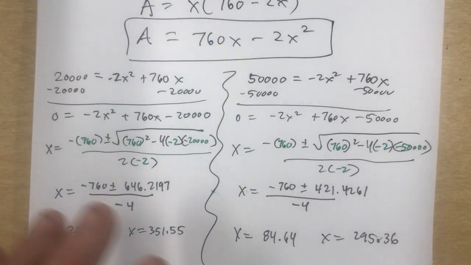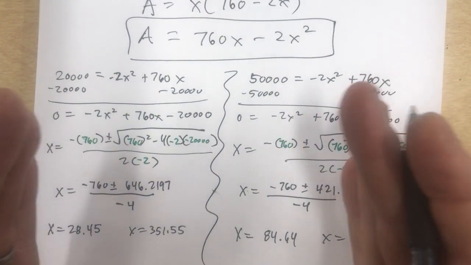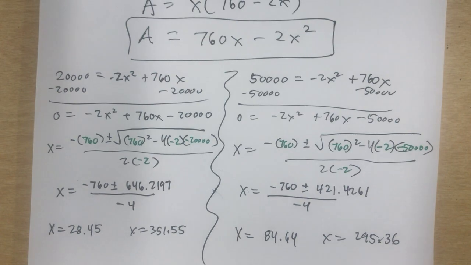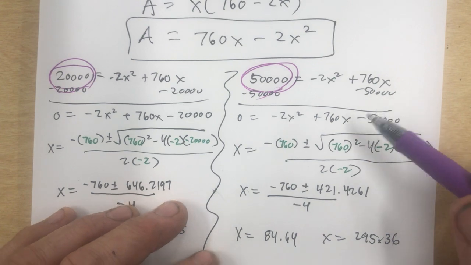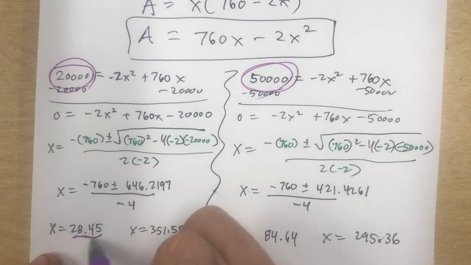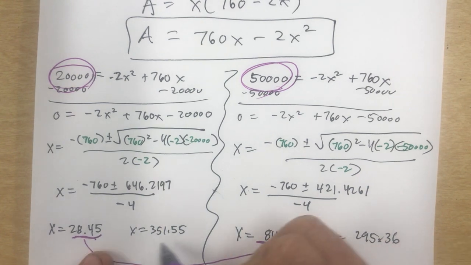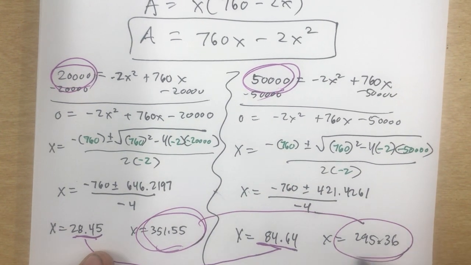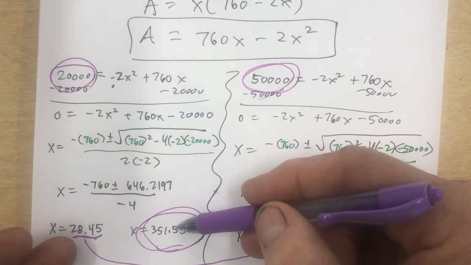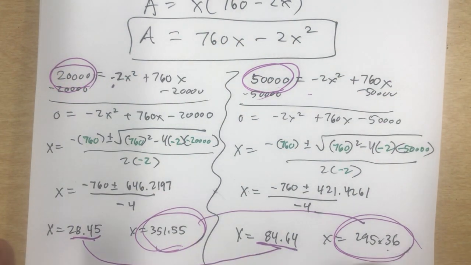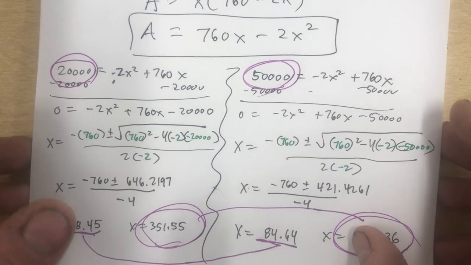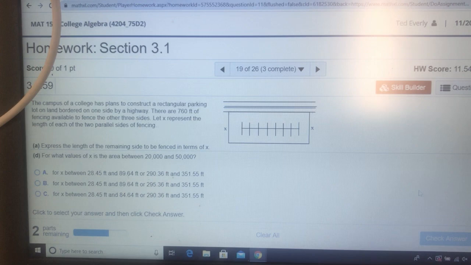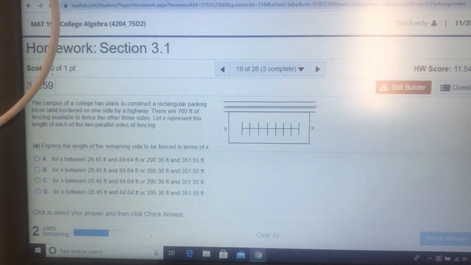Okay, so what this means is this, guys. To have an area in this parking lot between 20,000 and 50,000, that means I need X to be between these 2 values here or between these 2 values there. Because when I do 20,000, I get these 2 answers. When I do 50,000, I get these 2 answers. So X would have to be between these or between those to get this area. All right, so I think we got those answers on here to choose from. Let me scroll this. There you go.